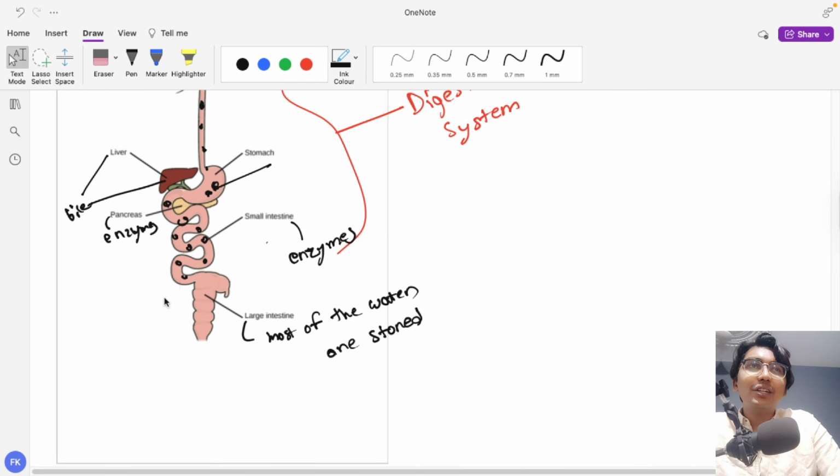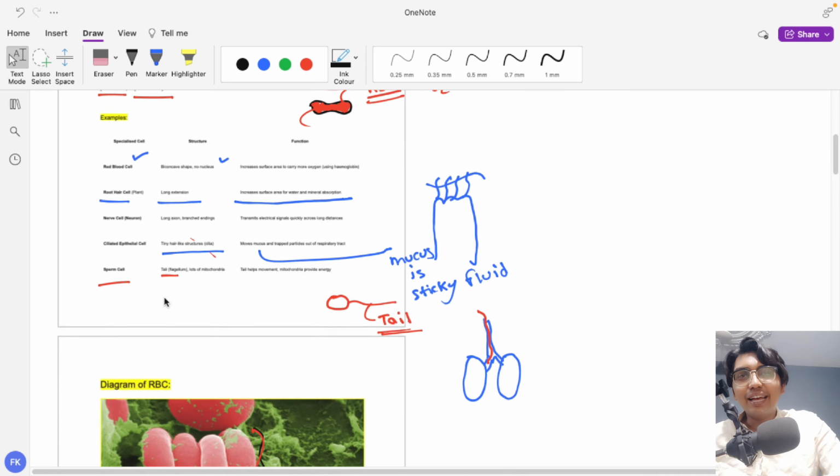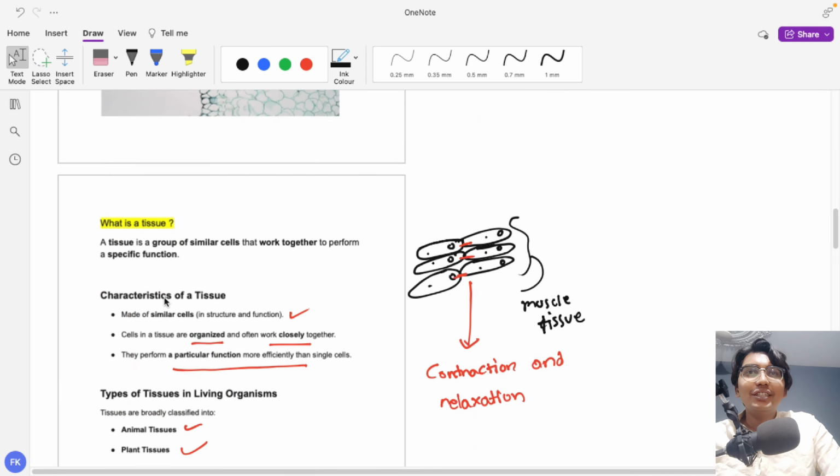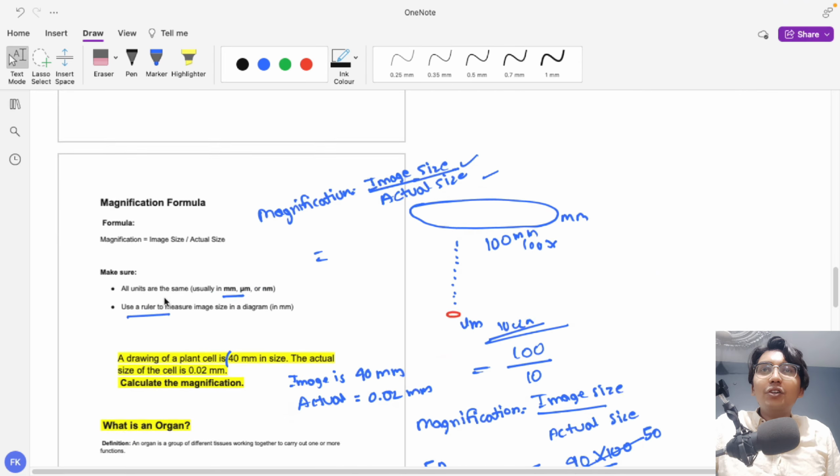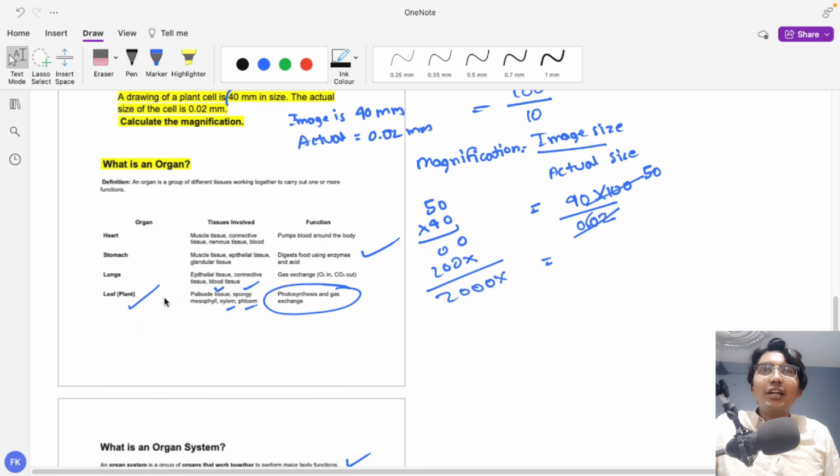So what did we learn today? We learned about cells, why cells specialize. Cells specialize to carry out a specific function. Then we have learned about tissue. What is tissue? Tissue is a group of similar cells that work together for a specific function. We have given an example of a muscle cell. The function is contraction and relaxation, right? Then we learned about organ.